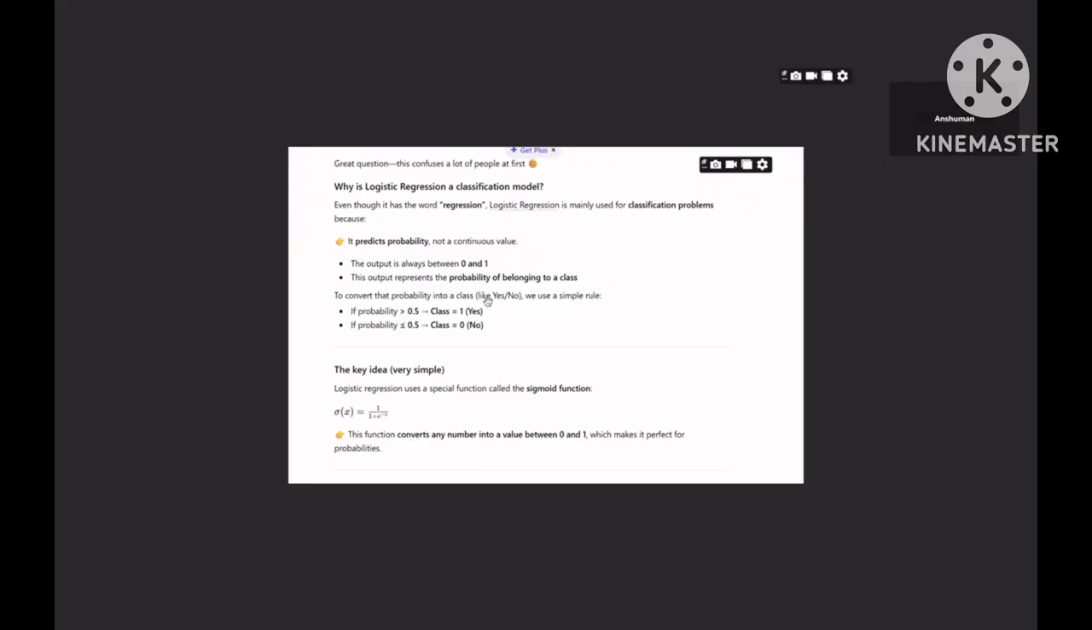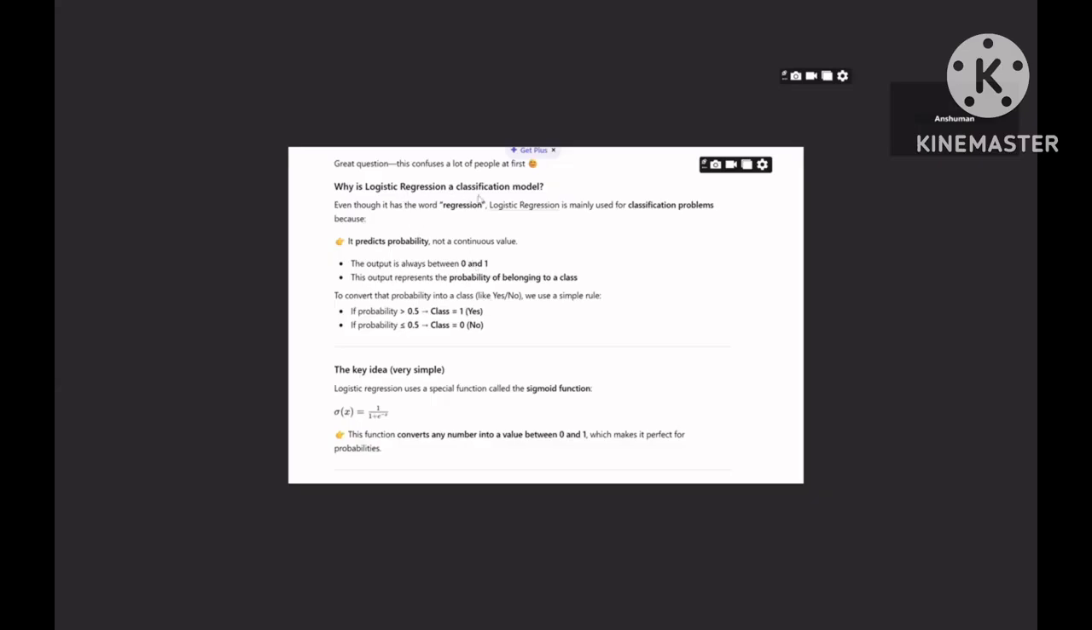Now you will see the very interesting thing about why we are saying it. So let us go through this. When I go deeper, you will feel the beauty of this subject and why it is so simple. So let's double click on logistic regression.